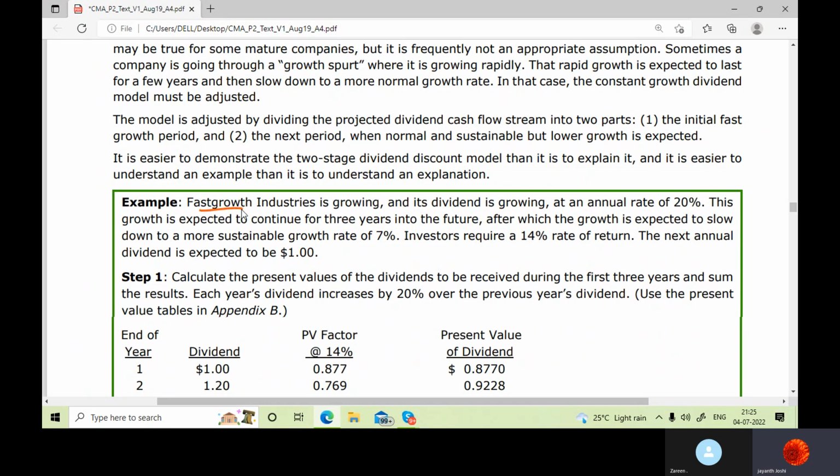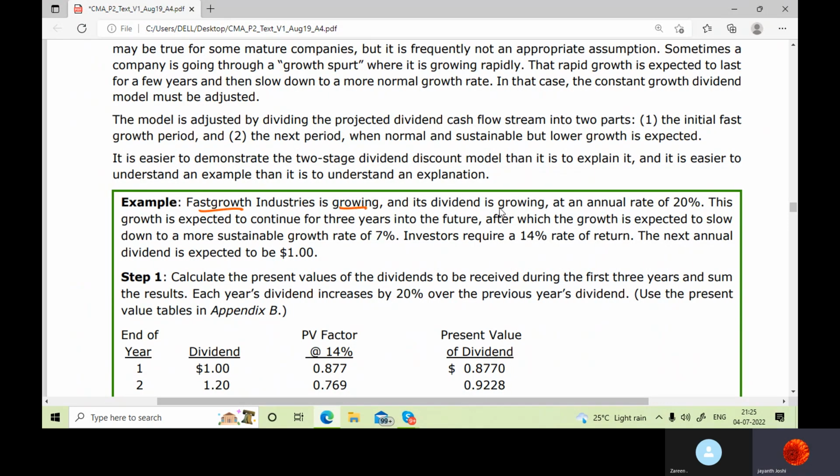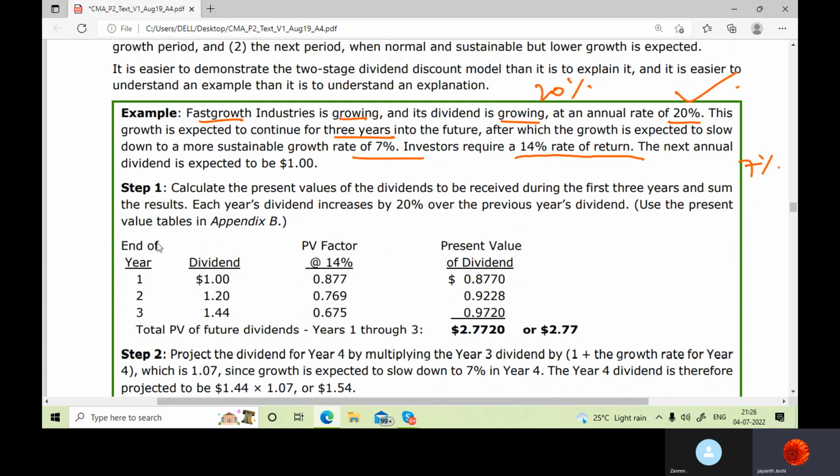So what happens? Let's see. A fast growth industry's dividend is growing at an annual rate of 20%. This growth is expected to continue for 3 years, after which the growth is expected to slow down to a more sustainable rate of 7%. So in the beginning years it was growing at 20%, and after 3 years it's going to grow at 7%. Investors require a 14% rate of return. The next annual dividend is expected to be $1.